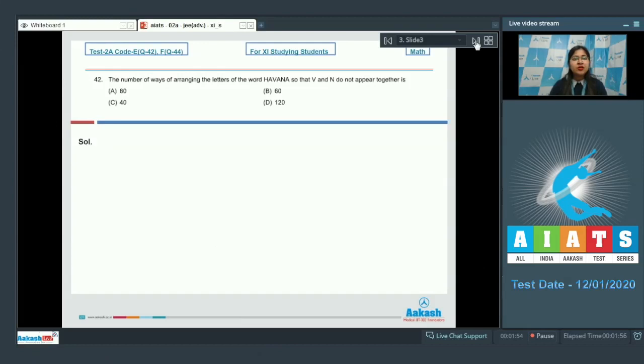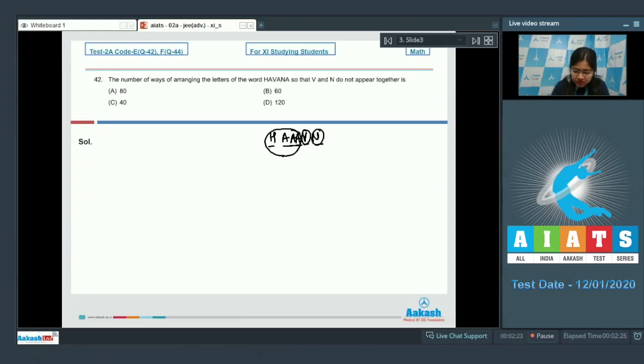Next is question number 42, which says the number of ways of arranging the letters of the word HAVANA so that V and N do not appear together. Again, a very simple question. Here the letters are H, A, V, A, N, A. So we have 3 A's and H, V, N. V and N should not appear together.